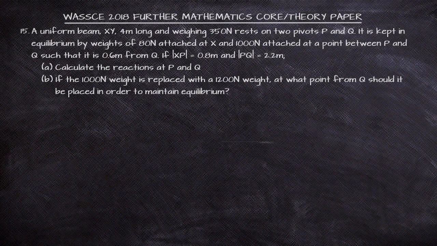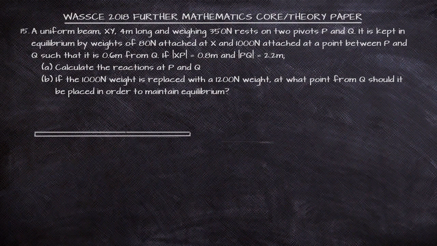So that is the value of the acute angle between vector AN and vector AB. So here we have this question number 15. A uniform beam XY, which is 4 meters long and weighing 315 Newton, rests on 2 pivots P and Q, and it is kept in equilibrium by weights of 80 Newton and 1000 Newton attached at some point. Then we are to calculate the reactions at points P and Q, and then if the 1000 Newton weight is replaced with a 1200 Newton weight, at what point from Q should it be placed to maintain equilibrium?